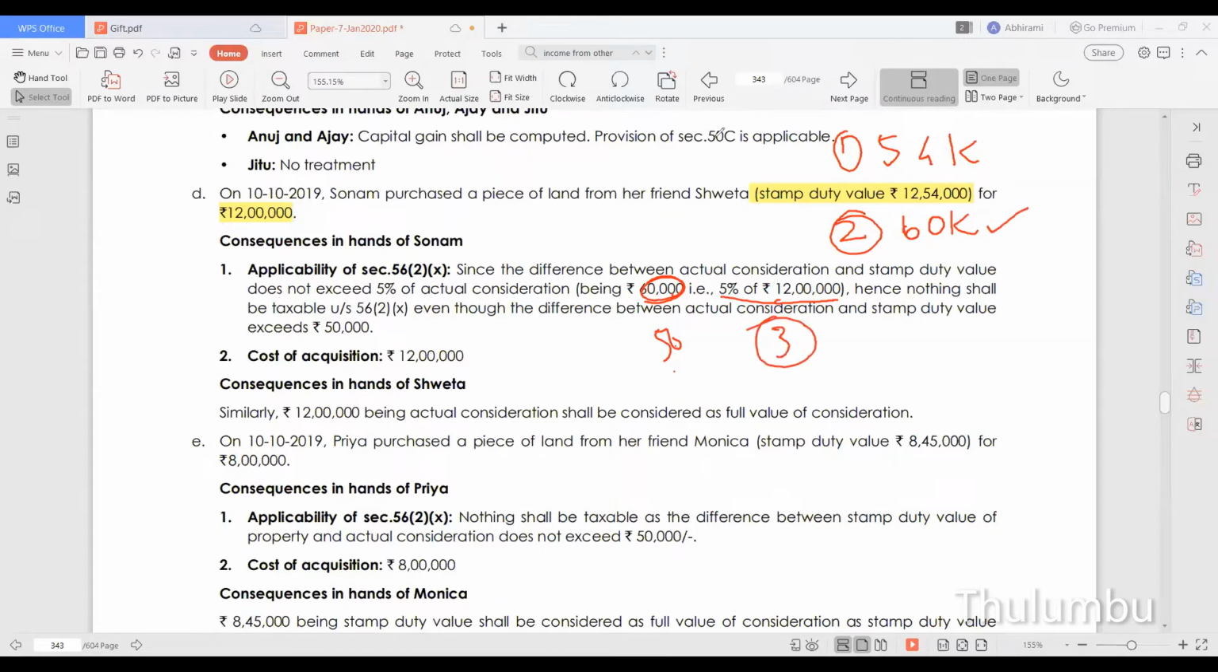Then step number 3. So step number 3 என்னதுன்னா, check whether this is greater. 54,000 is greater than 60,000. Check பண்ணணும். In the condition satisfy ஆச்சுன்னா, then this will be taxable. But in this case, it is not satisfied. Therefore, it is not taxable as income from other sources.